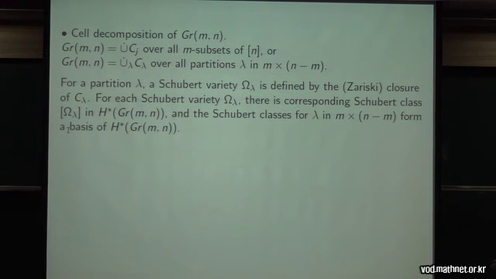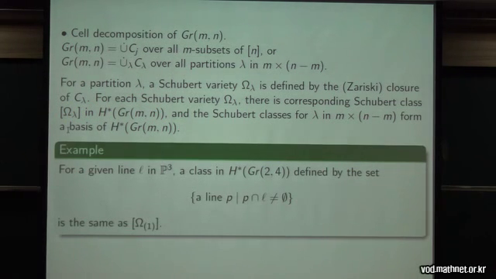A Schubert variety is the closure of C_lambda. It's a closed variety. If you don't know what a variety is, just think of it as a closed submanifold. One of the reasons why Schubert varieties are important is that they form a linear basis of the cohomology. Assume the coefficient ring is C; then as a C-module, this is the same as the sum of C times the Schubert varieties.